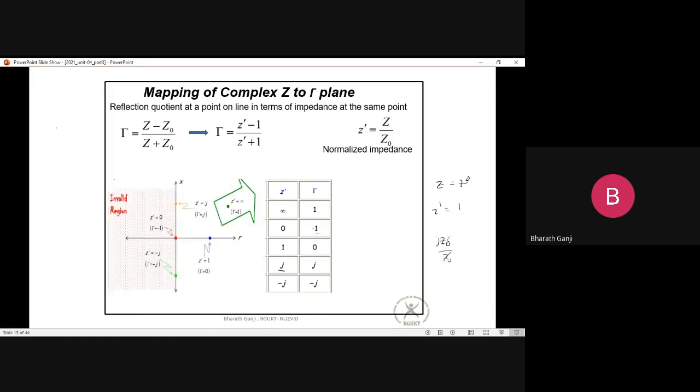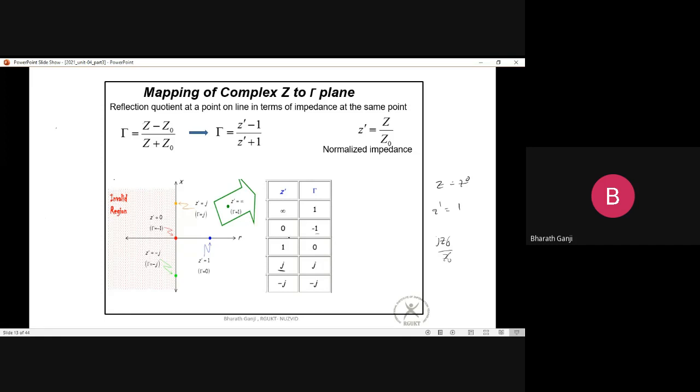So that being said, if you want to plot these points on the complex z plane, let us plot the points on the complex z plane. On the complex z plane, I know that the impedance infinity is somewhere at infinity, so basically I cannot plot it. But the impedance which is 0 is at the origin, and it has a reflection coefficient of minus 1.